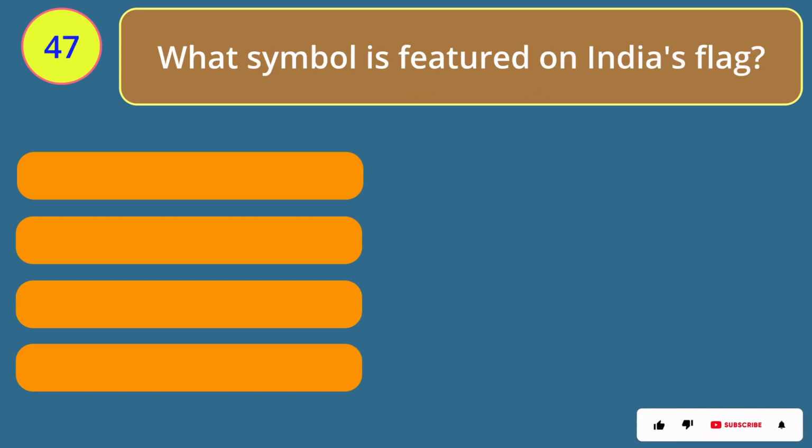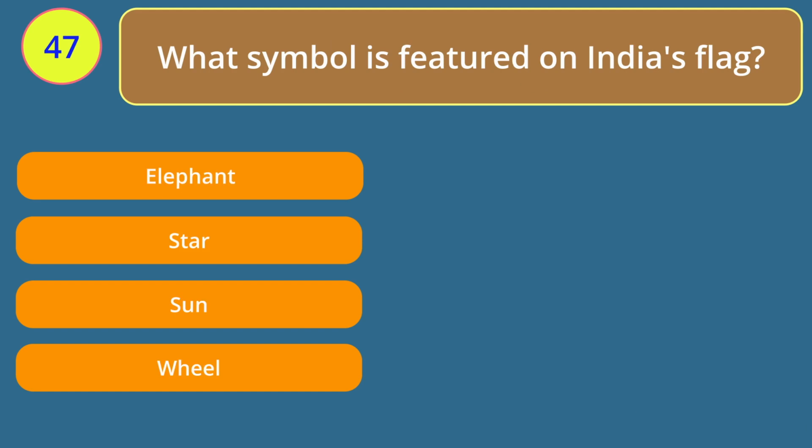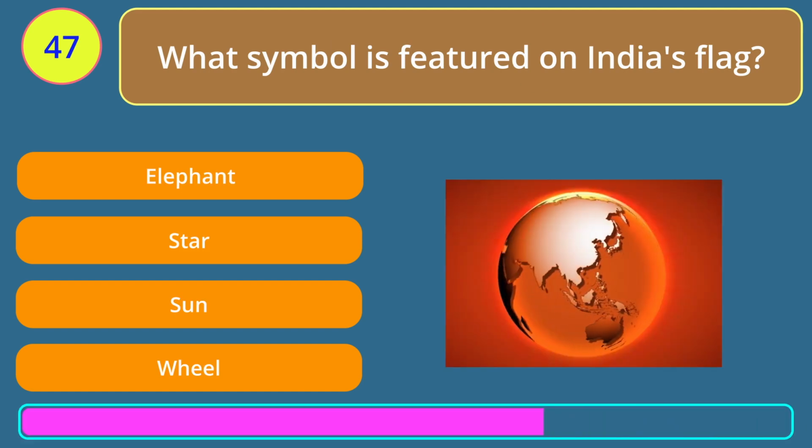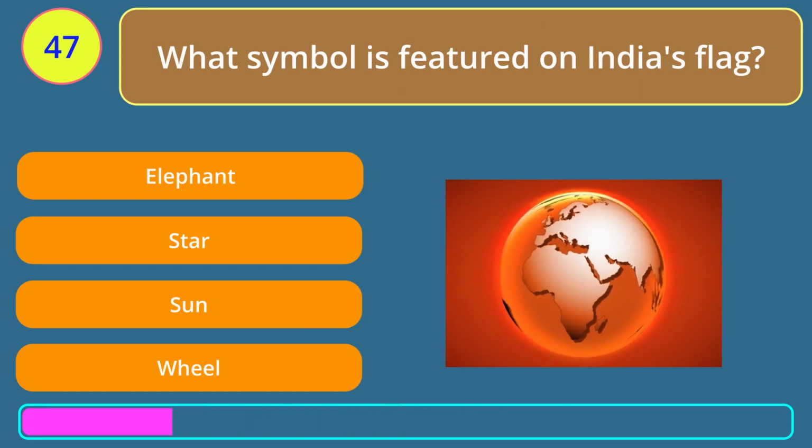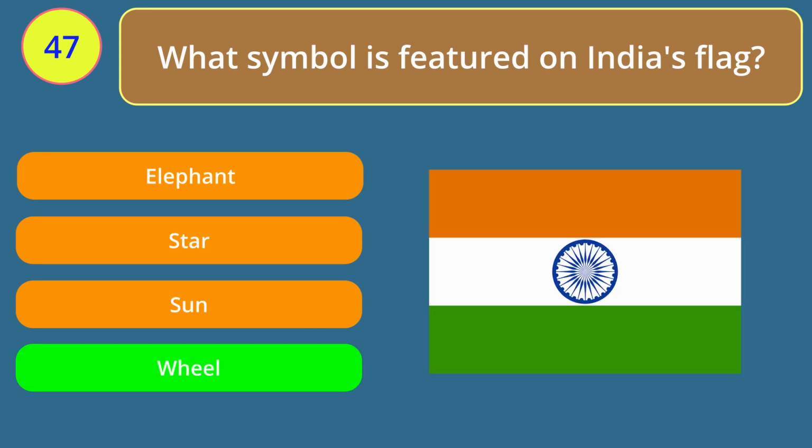What symbol is featured on India's flag? The four options are elephant, star, sun, wheel. The correct answer is wheel.